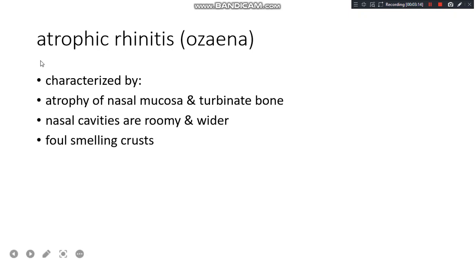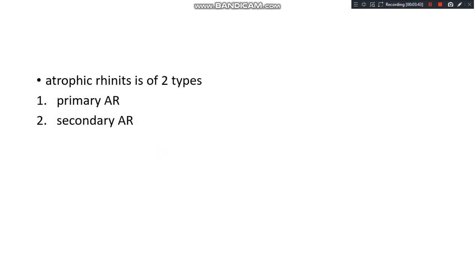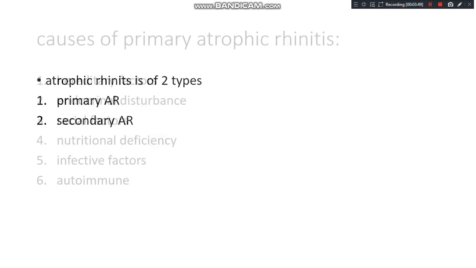Okay, then come to the third topic, that is atrophic rhinitis, which is also called ozaena. Now it is characterized by atrophy of the nasal mucosa. Now you can just compare both of these, the hypertrophied and atrophic. Both of these conditions are opposite to one another. Now what happens here? There's atrophy of the nasal mucosa and turbinate bone. Nasal cavities become roomy and wider. Now, foul smelling crusts are also present in this condition. Atrophic rhinitis is basically of two types. We have primary and the secondary.